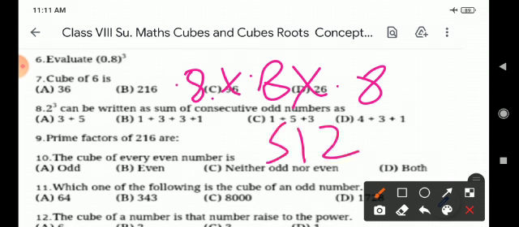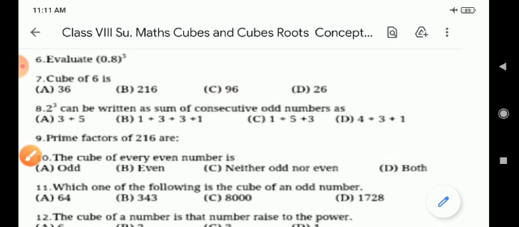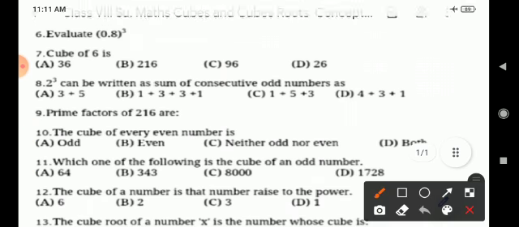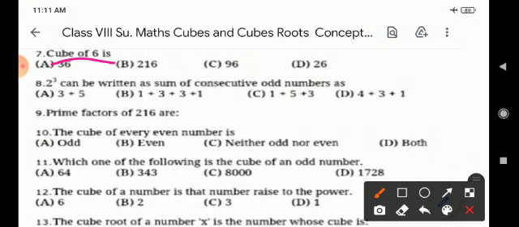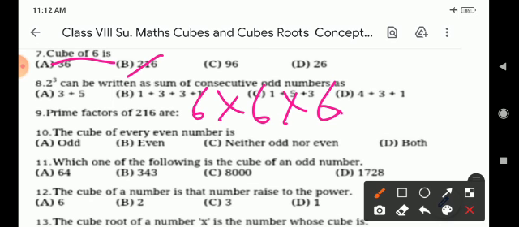Decimal will come 3 places, that is 0.512. Answer will be 0.512. Question number 7. Cube of 6. 6 into 6 into 6. That is 6 sixes are 36, 36 sixes are 216. The answer will be 216.